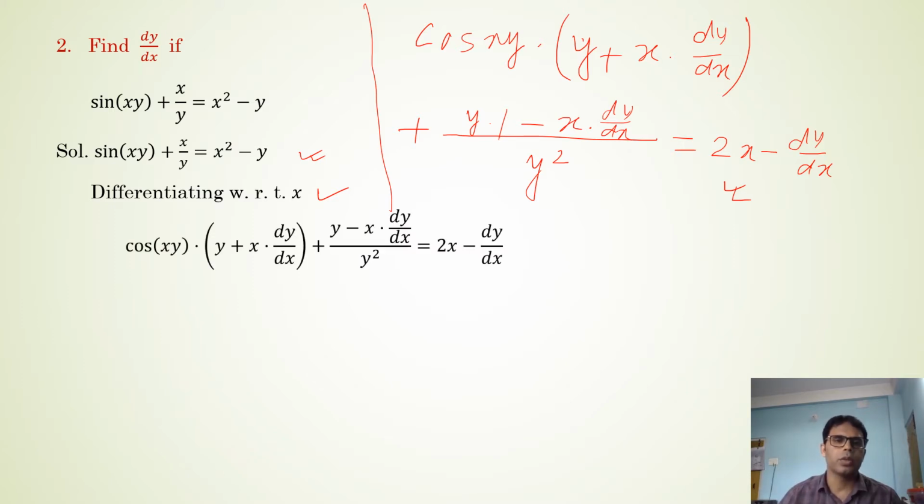So differentiation is cos(xy), because sine differentiation is cos(xy), and then xy differentiation, this xy differentiation is y + x dy/dx. I have already written here y + x dy/dx, and here you have to use the quotient rule, x/y, so it is y², and then in the numerator y − x dy/dx. I already discussed just now. So that is equal to, on the right hand side, x² differentiation 2x and y differentiation is dy/dx.